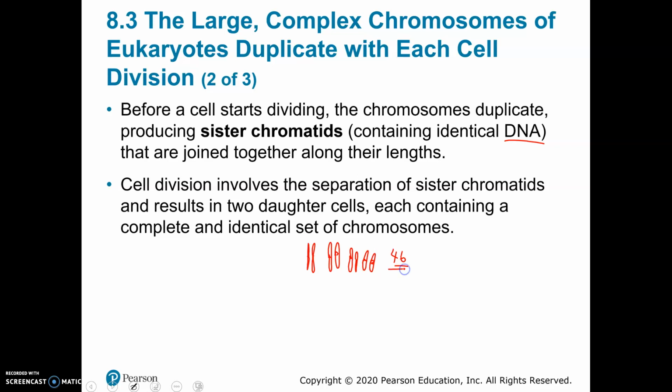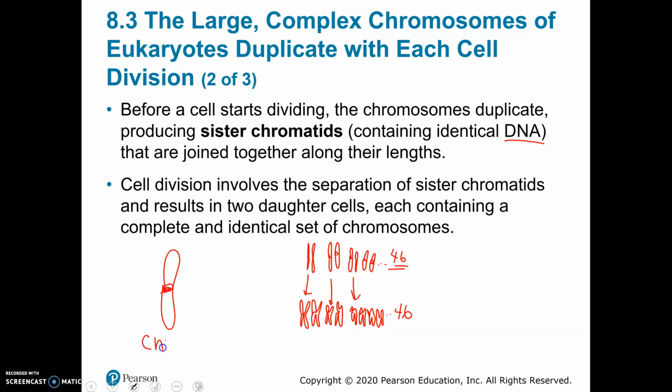And then before the cell gets ready to divide, since it's going to give a copy of its DNA to each of the offspring, each one of those sticks would make a copy of itself. So then these chromosomes are now going to look like X's. So now, instead of 46 sticks, you would have 46 of these X's. There would still be 46 chromosomes, but instead of 46 sticks, they would be 46 of these X-shaped things. Now these two sides are called chromatids.